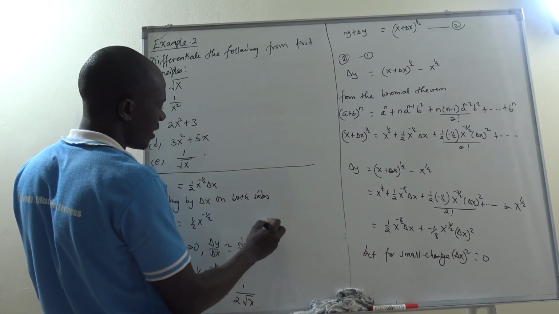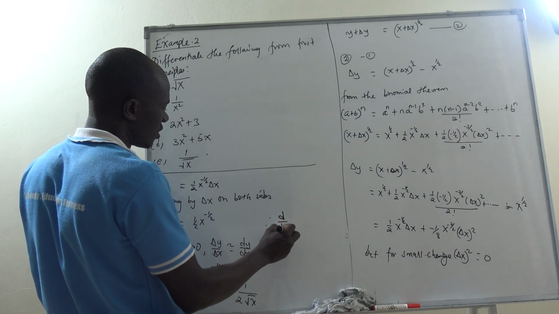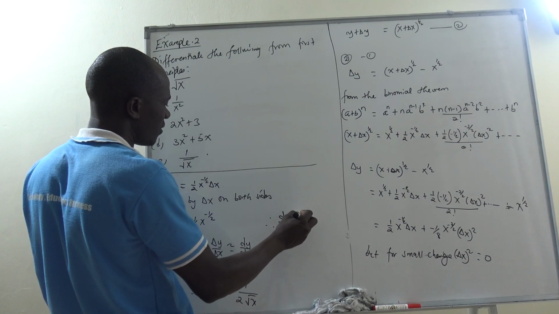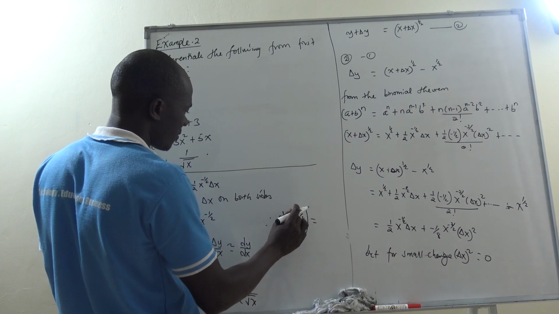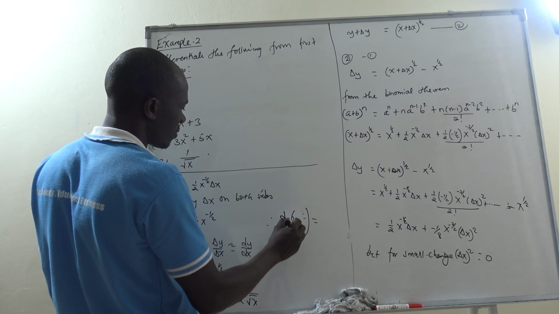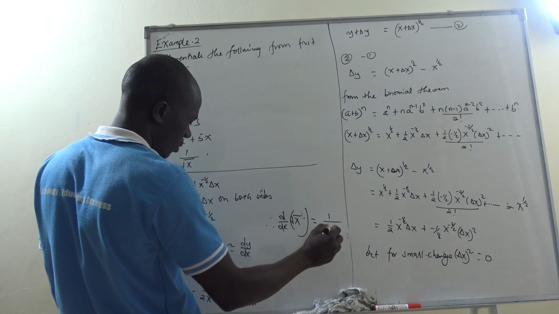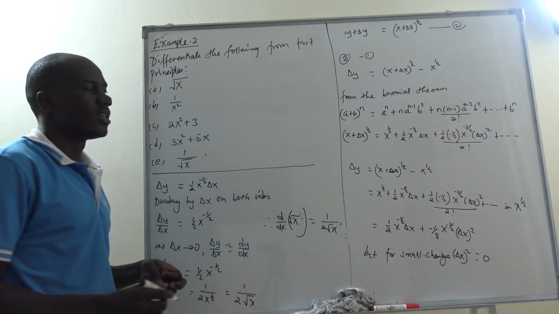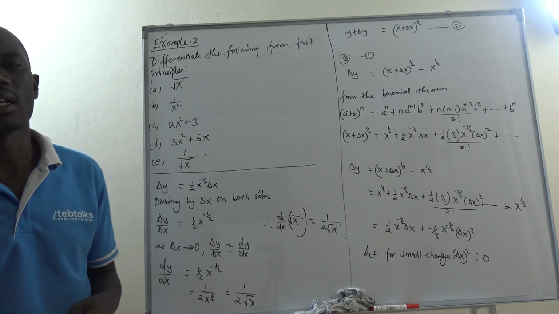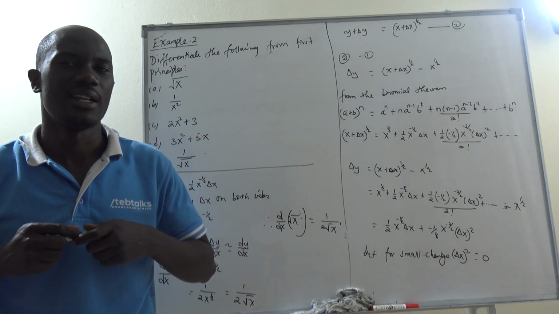So therefore, d dx of x power half, or root of x, which was given, you are coming out with 1 over 2 root of x. That is how you can solve such a kind of problem.